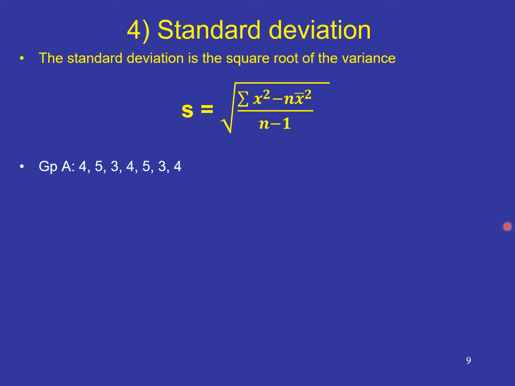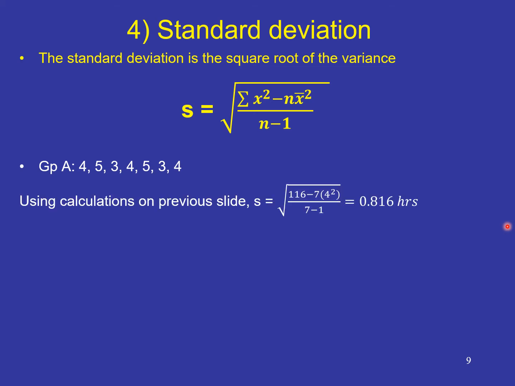So let's work through calculating the standard deviation for the group A data. So we just do very similar calculations, or the same calculations as the previous slide, then we just square root it at the end. So we just end up with 0.816 hours. So that is the standard deviation for group A. Have a go at finding the standard deviation for group B.